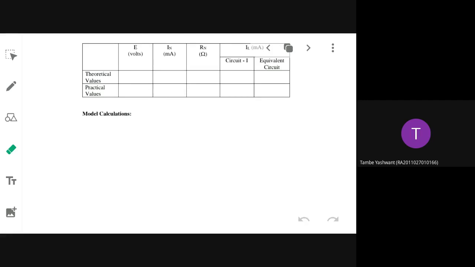Ma'am, in circuit one, whatever current we get in the final equivalent circuit, that only we have to put in circuit one, no? Along the 1K resistor, the same value you will get. So put the same value, no problem. Ma'am, if we erase that equivalent circuit and only put values in circuit 1, then it will do? Yeah, it will do. Okay, ma'am.